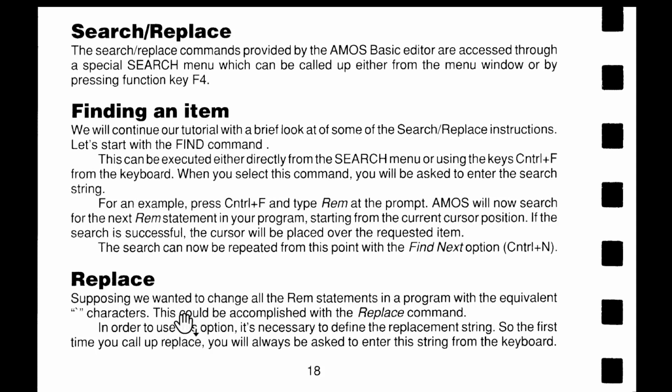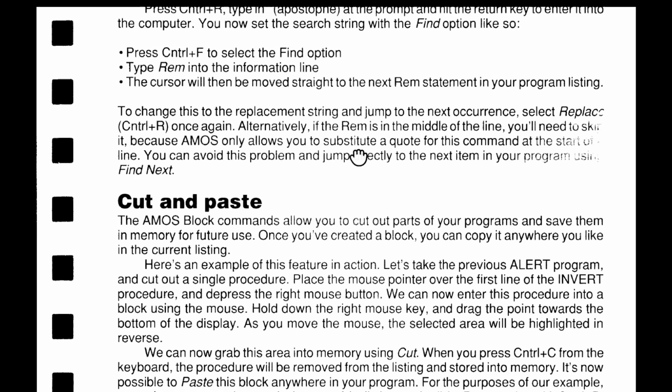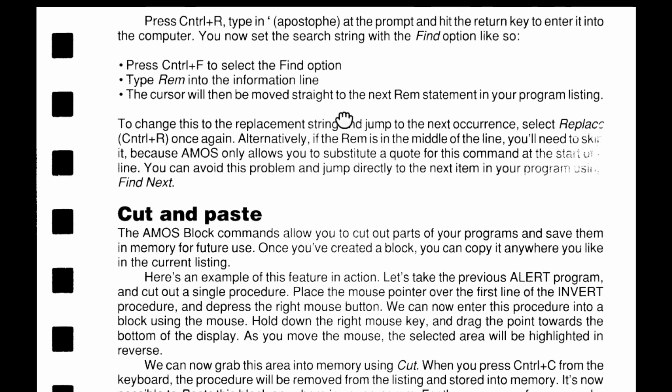Replace. Supposing we wanted to change all the REM statements in a program with the equivalent characters. This could be accomplished with the replace command. In order to use this option, it's necessary to define the replacement string. So the first time you call up replace, you will always be asked to enter this string from the keyboard. Press Ctrl and R, type in apostrophe at the prompt and hit the return key to enter it into the computer. You now set the search string with the find option like so.